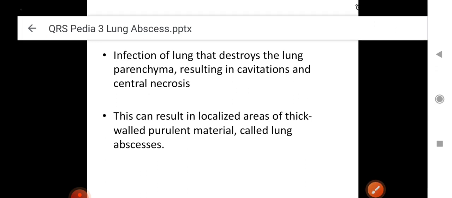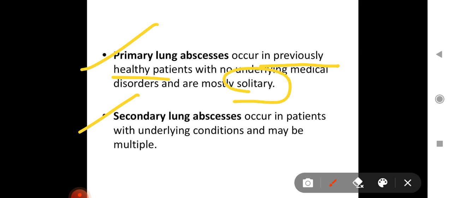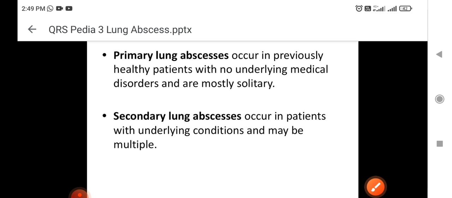So there are mainly two types of lung abscess: primary lung abscess and secondary lung abscess. As the name suggests, primary means which occur in previously healthy patients with no underlying medical disease or comorbidity, and these are usually solitary, while the secondary lung abscess occur in patients with any underlying comorbid conditions or any systemic disease, and these may be multiple. So two points to remember in primary and secondary: primary, previously healthy; secondary, some underlying condition is there. Also, primary abscesses are usually solitary and secondary abscesses are usually multiple in nature.